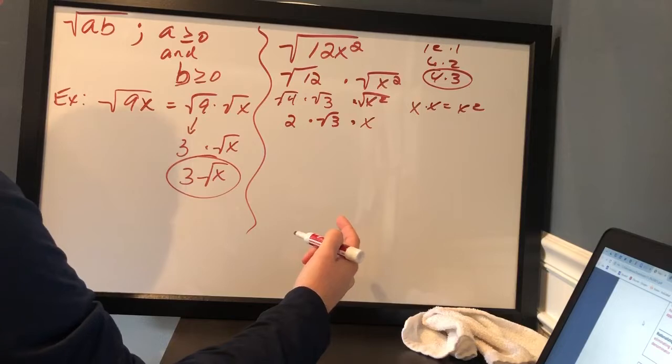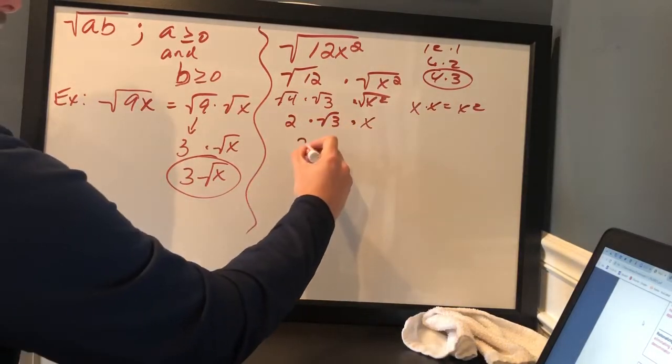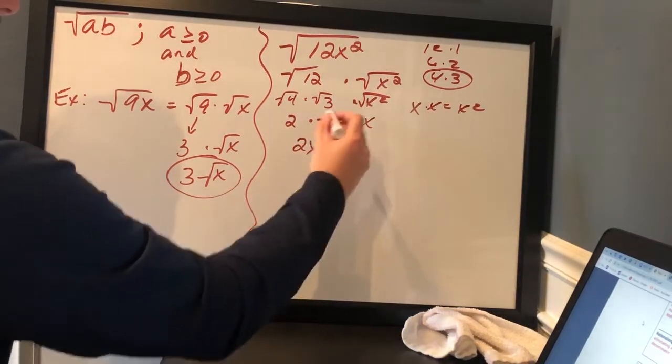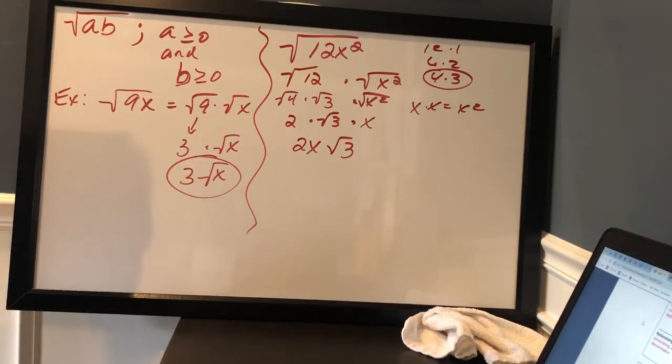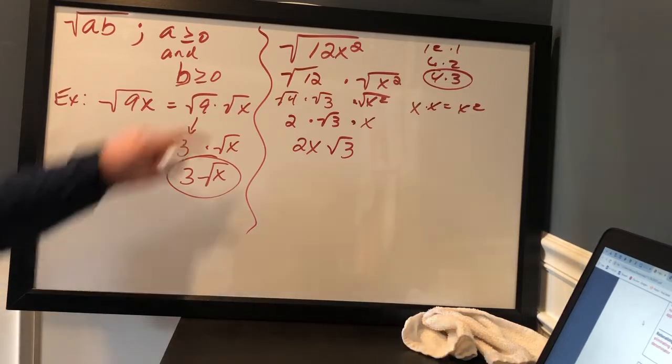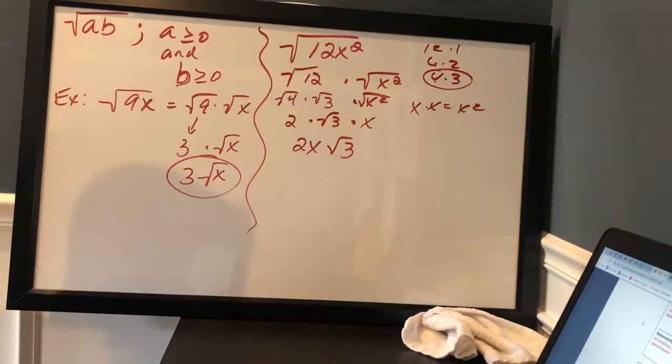So this one, the way we're going to simplify is 2 times x is 2x, and then radical 3. Okay, so that would be our simplified answer in radical form if we're asked to find the square root of 12x squared.